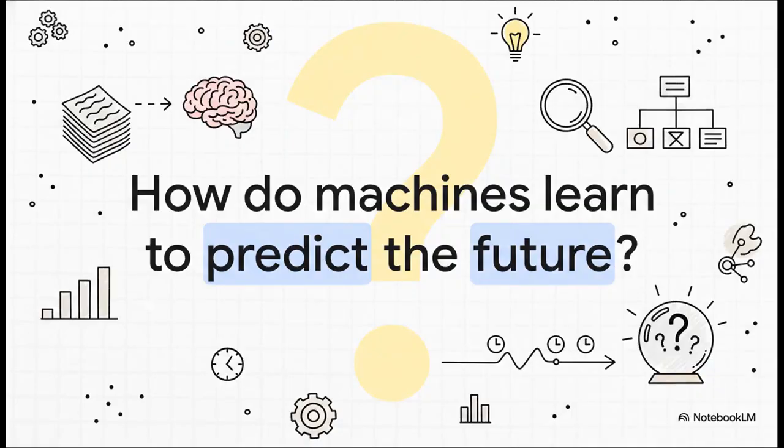So you gotta wonder, right? How do machines actually learn to predict the future? I mean, it's not some kind of magic crystal ball. It's actually a lot like how we learn. They study a ton of examples, they look at all this past data, hunt for patterns, and then use those patterns to make some really smart guesses about what's coming next.